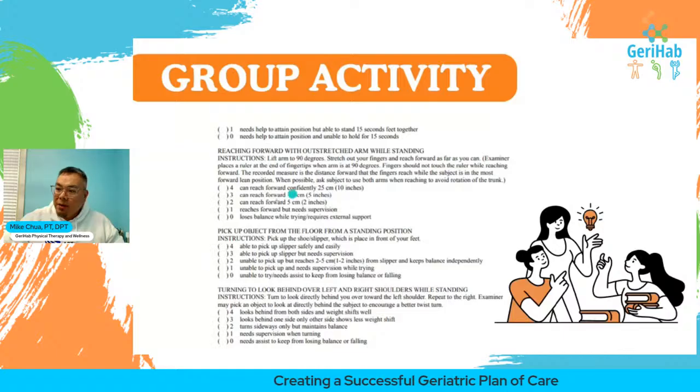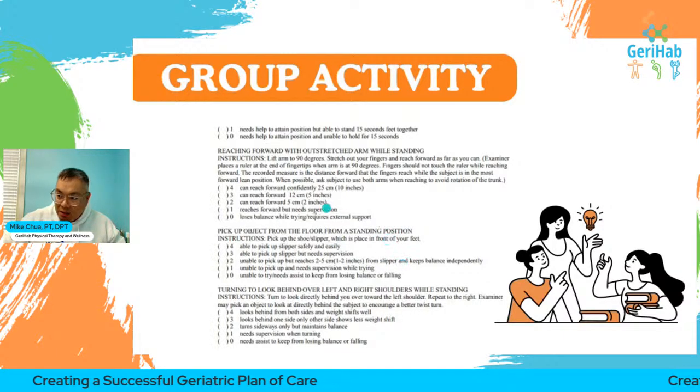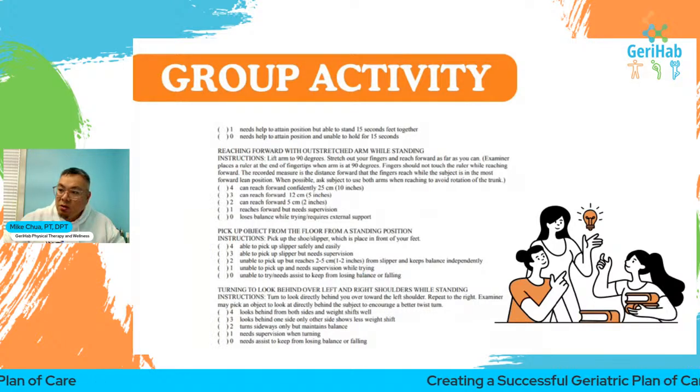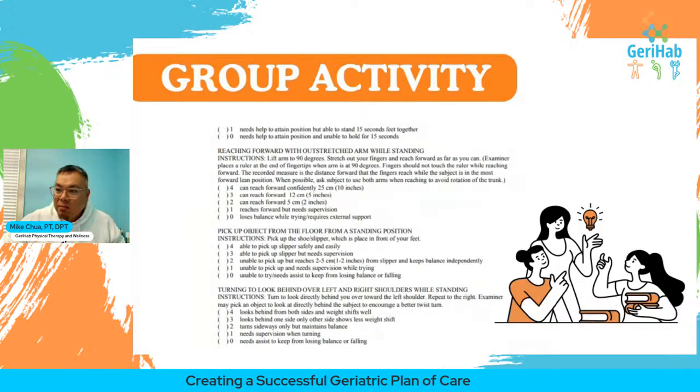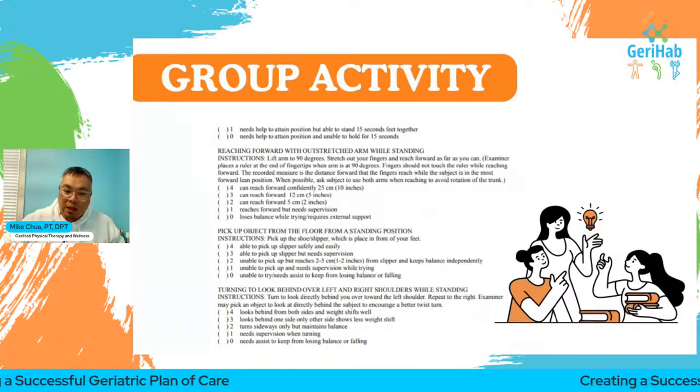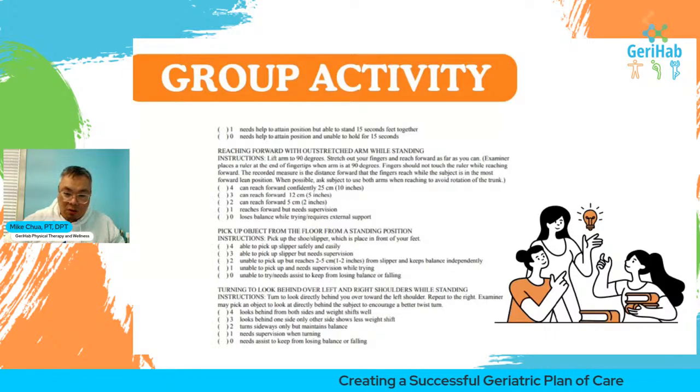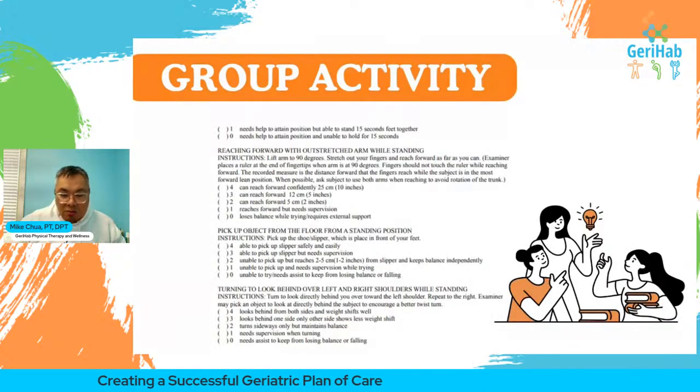All right. Picking an object from the floor from a standing position. It's just a very quick test. You just ask them, hey, can you pick up your shoe? You pick up this pen on the floor, and then you'll see their biomechanics. Just by looking at their biomechanics of reaching down, you'll know what to work on, what range of motion you need to work on, what joint you need to stretch, and what muscle needs to be strengthened.